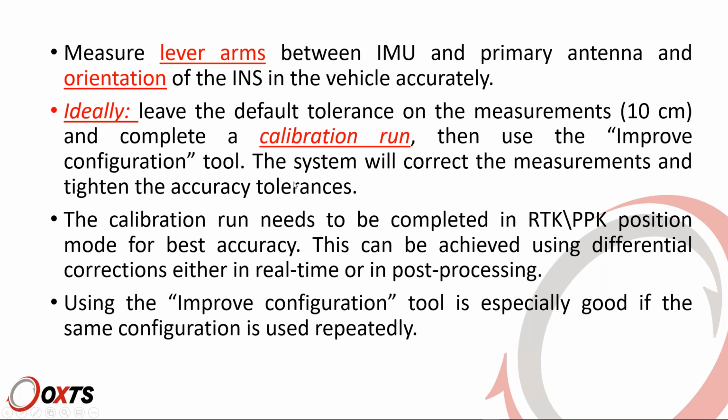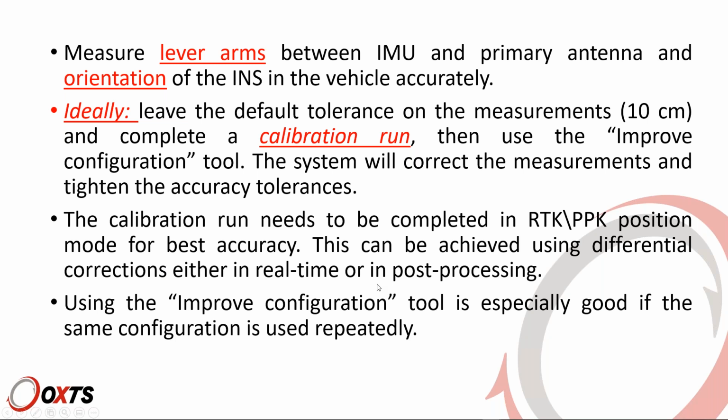And then you do a full calibration run. We will go through this in a minute. So basically what happens here is that the system will figure out the exact orientation and the exact lever arms for you if you do a calibration run properly. And then you can use the improved configuration tool that comes with the software, with the NavConfig software, to upload these improved settings to the device.